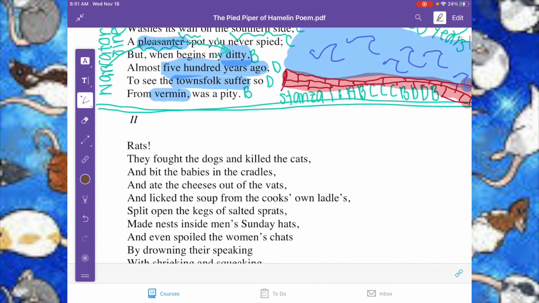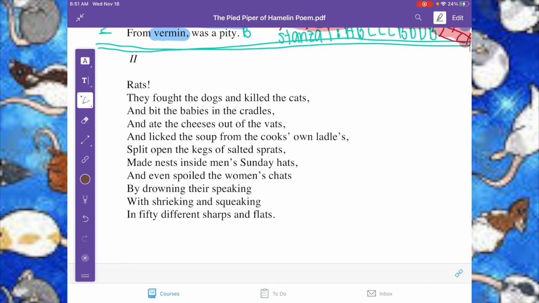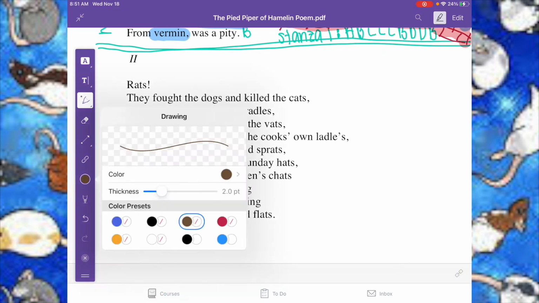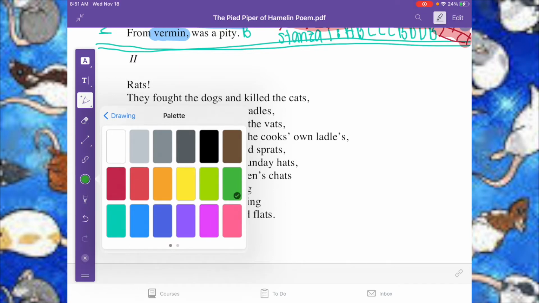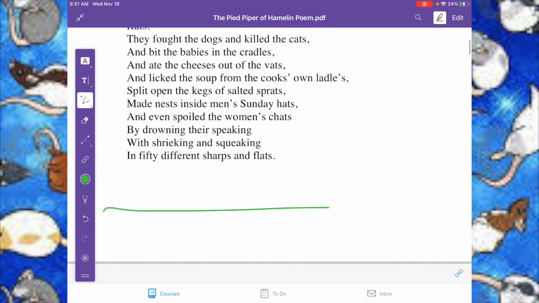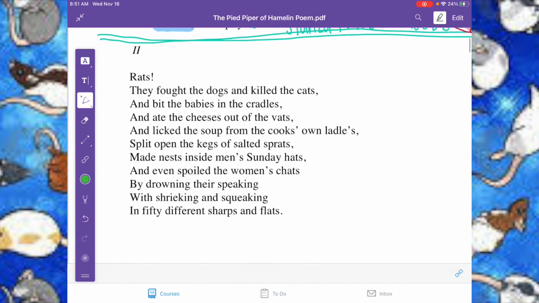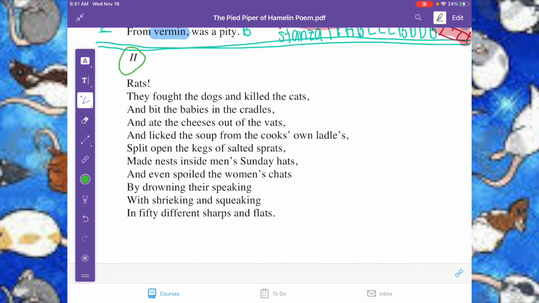So let's continue to stanza 2. And we can divide this off from the rest of our poem so we can focus. Okay, stanza 2.